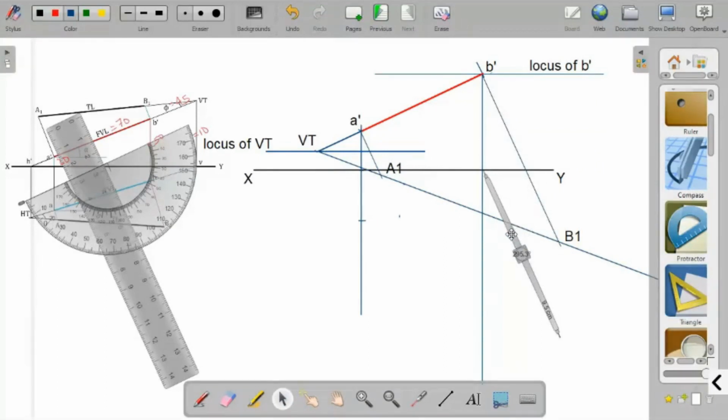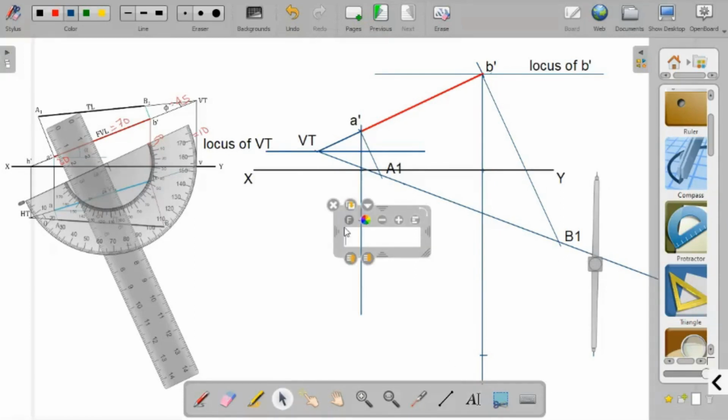So that distance is to be repeated here. You can use your divider also to reproduce the distance. Don't take measurements using scale, because in that case there will be two different measurements. First you are measuring it, then you are reproducing it. So there is a possibility of a larger error. So it is always better, don't go for a larger error, just use your divider. That's better. So this is point A2.